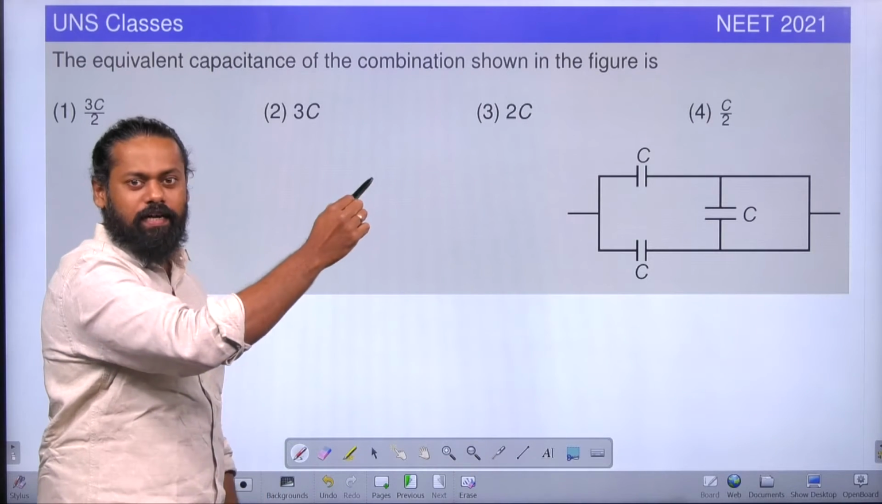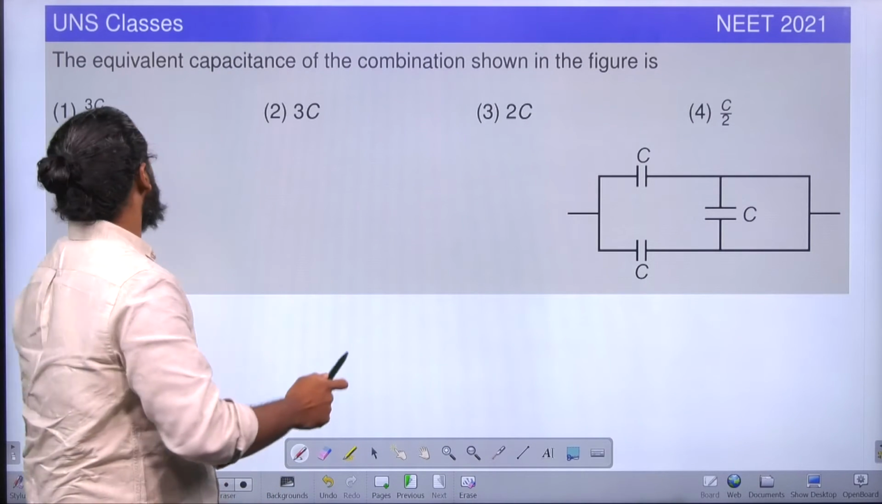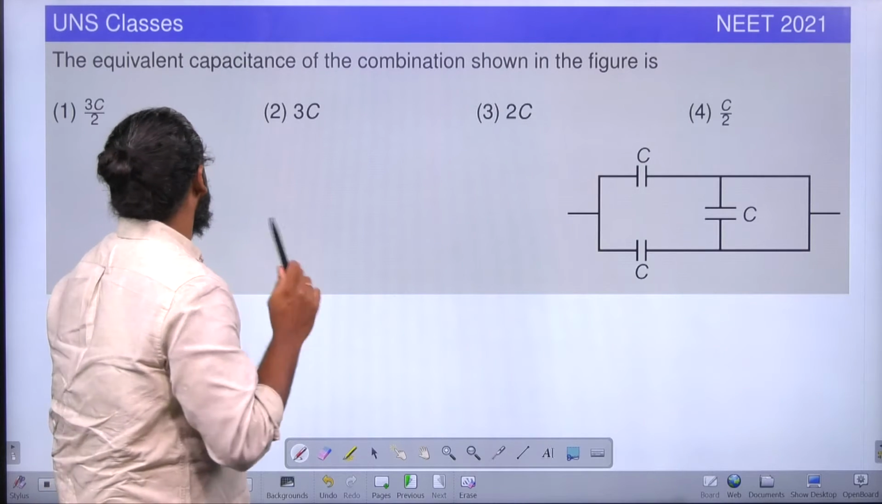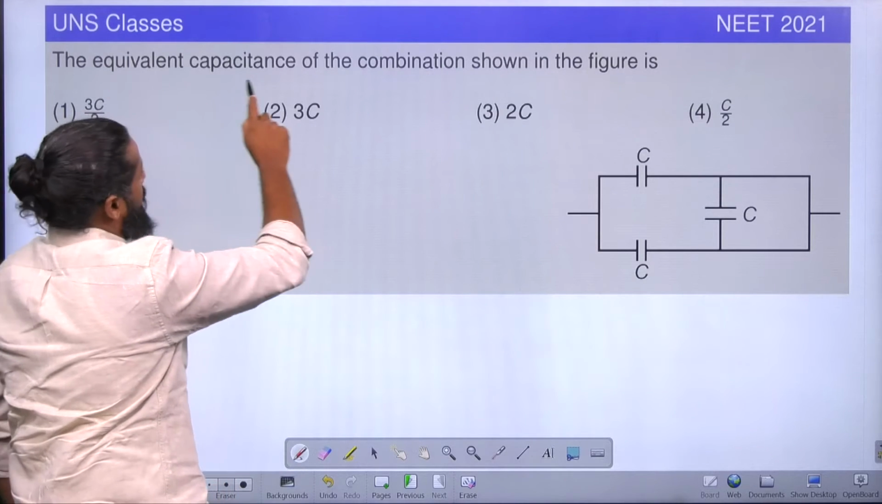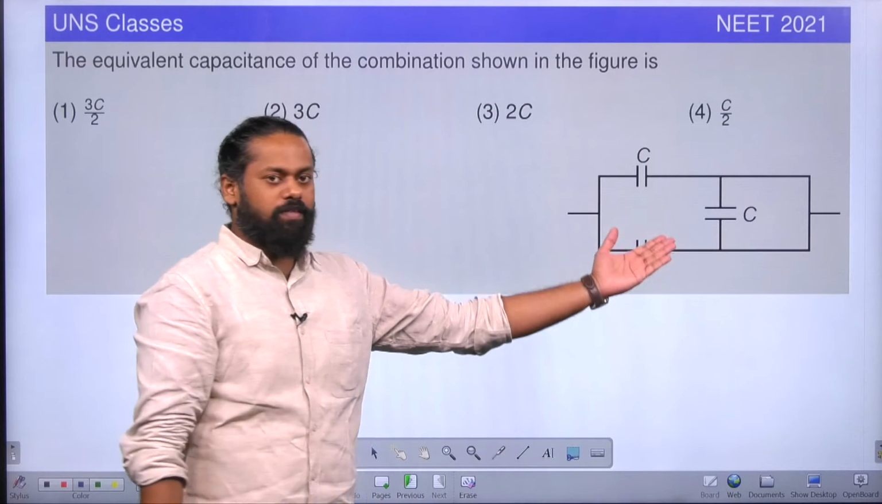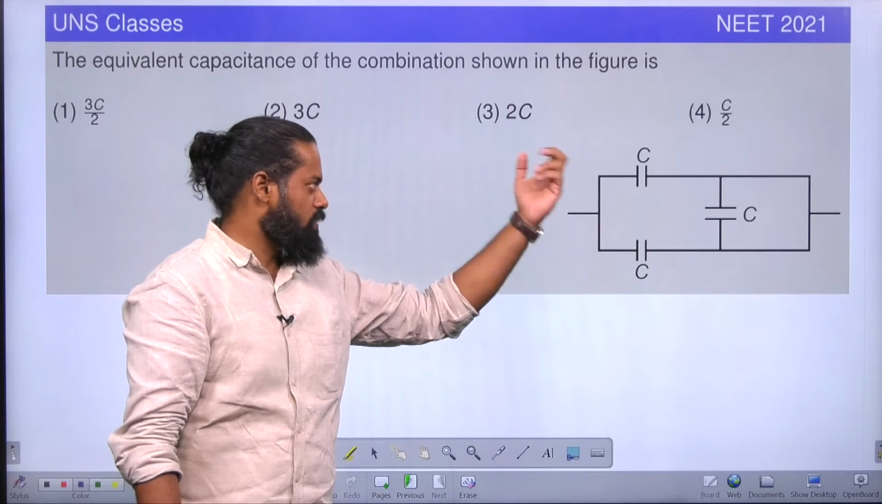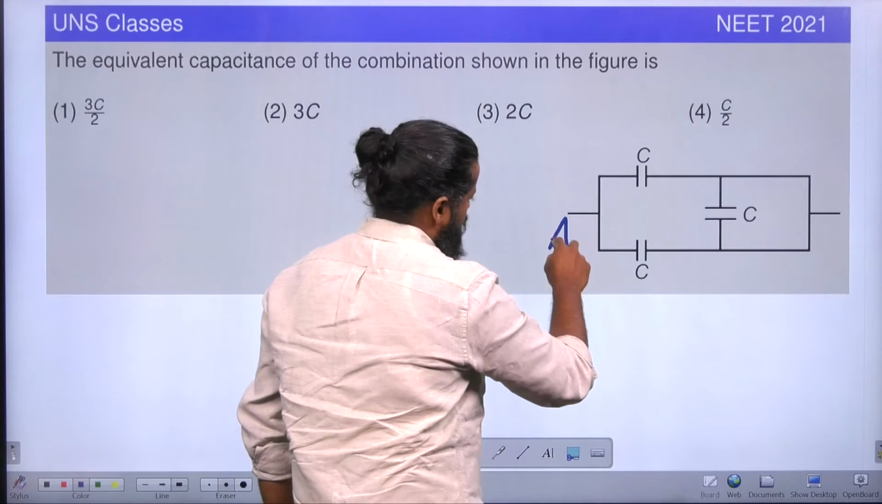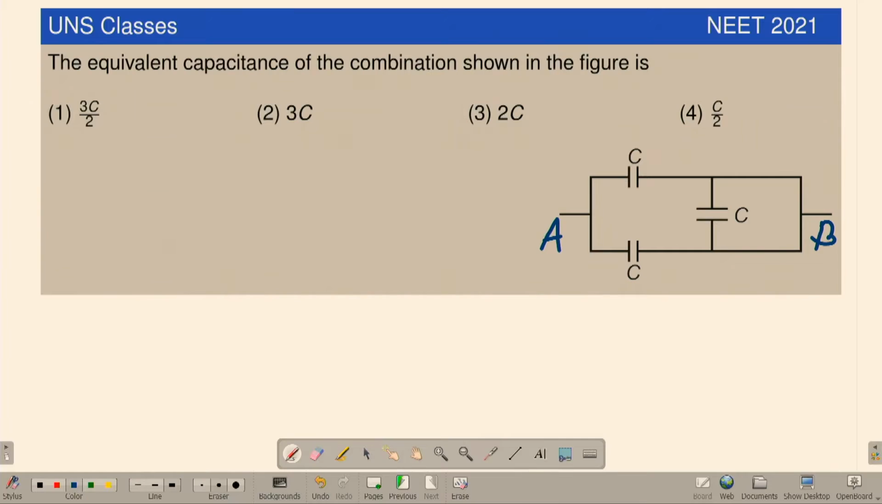This is a previous year NEET 2021 question from electrostatics, or the chapter on capacitance and potential. In that chapter, we are asked for the equivalent capacitance of the combination shown in the figure. So we have a capacitance circuit given, and we have to find out the equivalent capacitance between the points A and B.